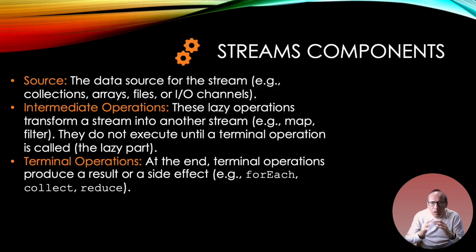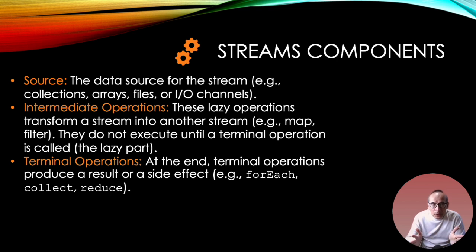Choo-choo! Let's break down streams into basically 3 parts. There's the source. Generally, you don't really produce the source. You get the source from something else, like a collection, an array, a file, or some I/O channel. So you're getting data from another repository, maybe a database, maybe a list. So you're not always producing the source, but maybe you are.